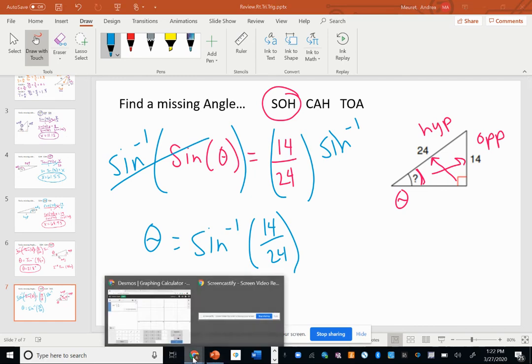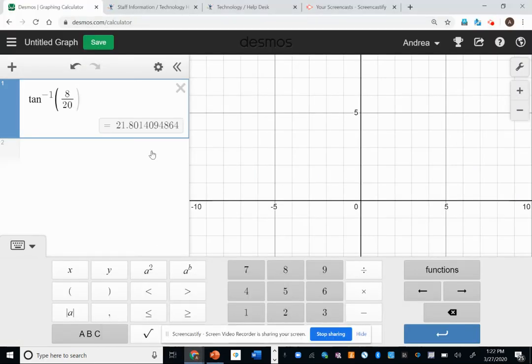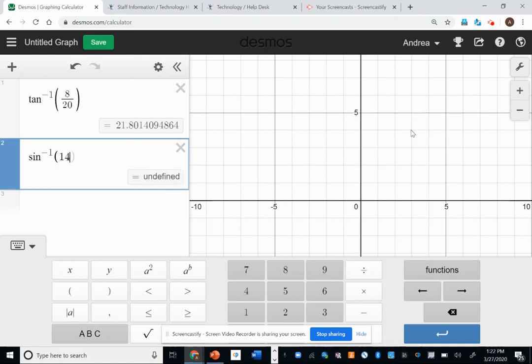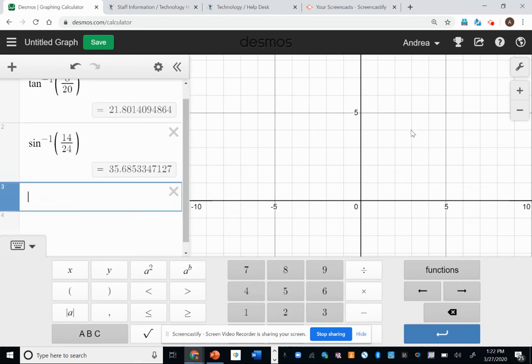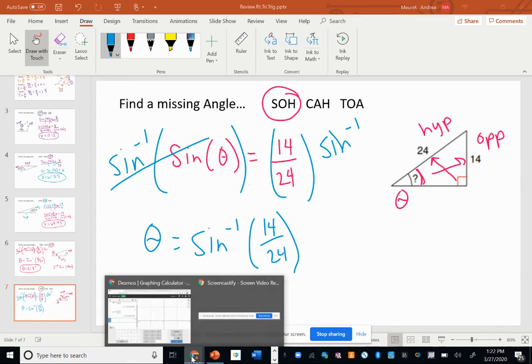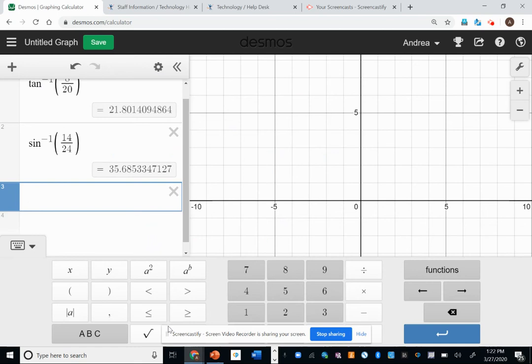Using the Desmos calculator, I'm going to find the inverse sine under the functions menu. It's right here, and 14/24. And so I see about 35.69 degrees. I would round that 8 up to a 9 since a 5 is after it. So 35.69 degrees.